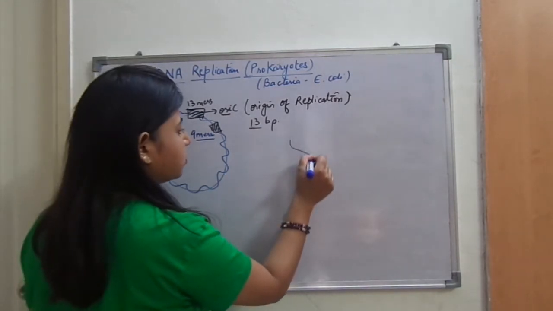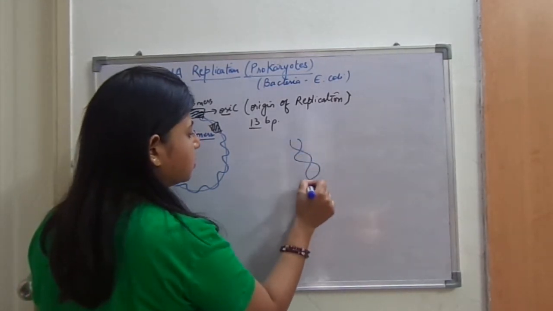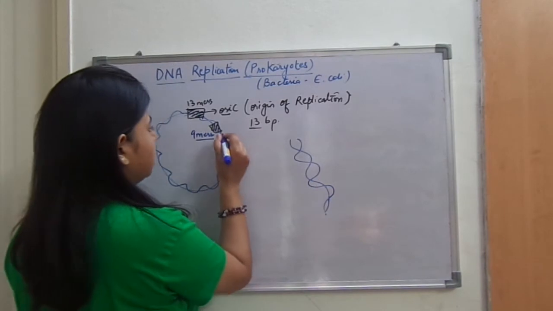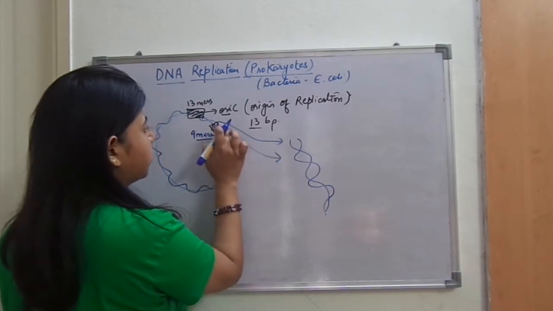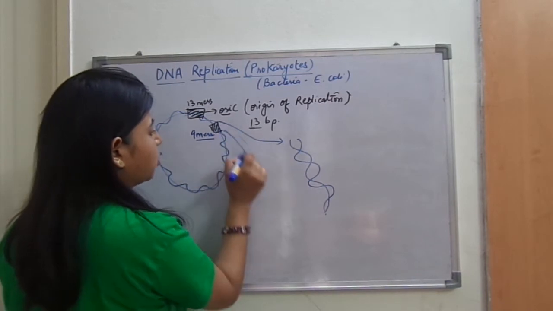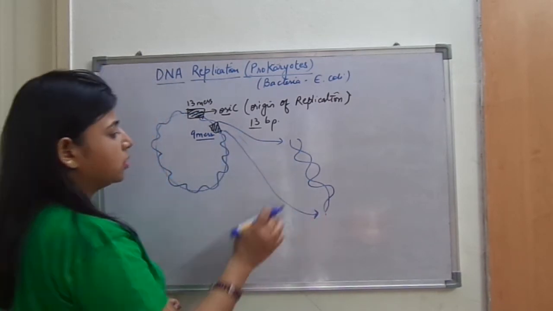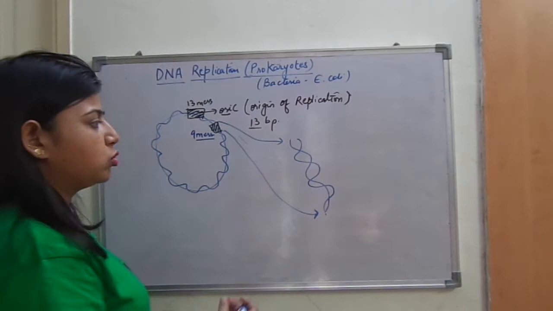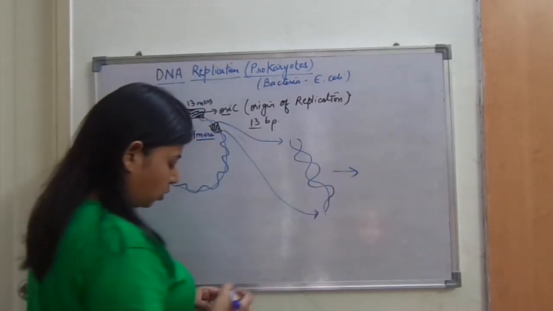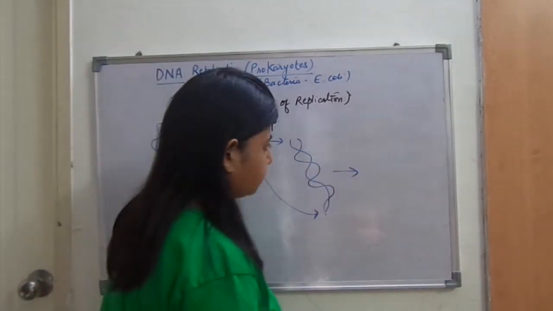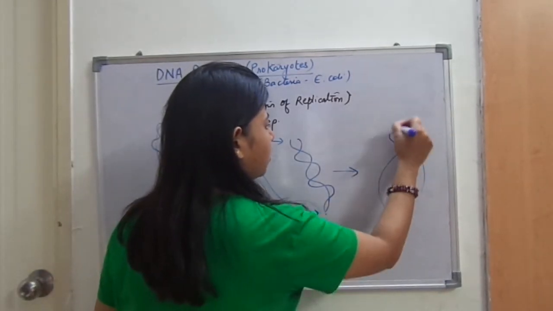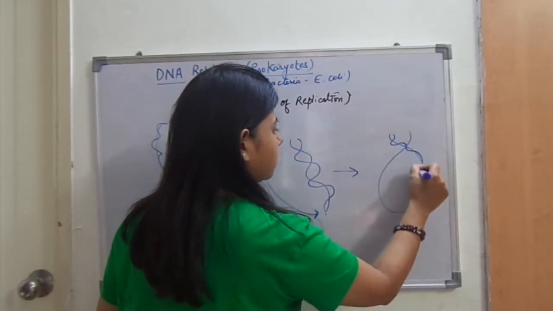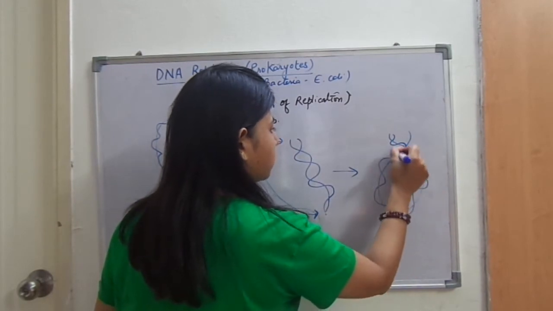suppose I make this position like this. This is the 9 mers position, this region. Suppose I draw it like this. So what happens? Initially, these 9 mers supercoil among themselves. They coil over themselves. How do they coil? They coil over themselves. So this is the region of the 9 mers.